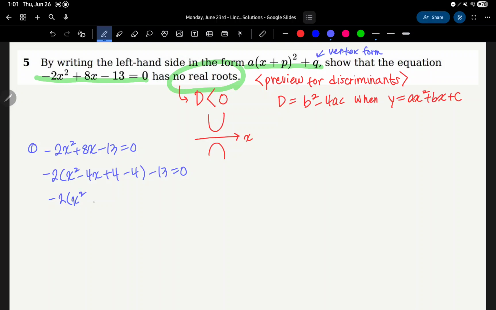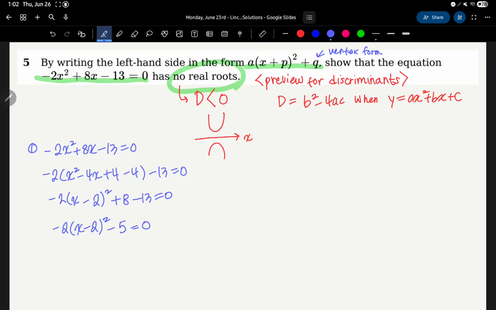And we keep going. So minus 2 squared. And as we take out the minus 4, we are going to multiply by minus 2 at the front. So that's going to look like plus 8 minus 13 is equal to 0. So it's going to look like minus 2 times x minus 2 squared minus 5 is going to be equal to 0. So from here on, how do we show that this equation has no real roots?